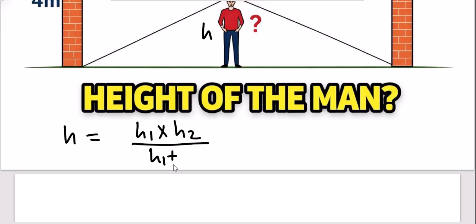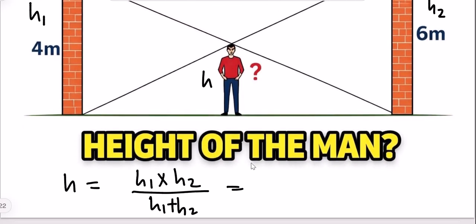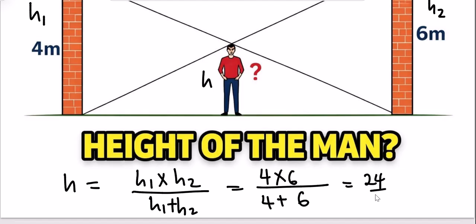So the product of the two heights is 4 multiplied by 6, divided by 4 plus 6. So the product is going to be 24 over 10, which is 2.4 meters. This is a very short approach and a very concise one.